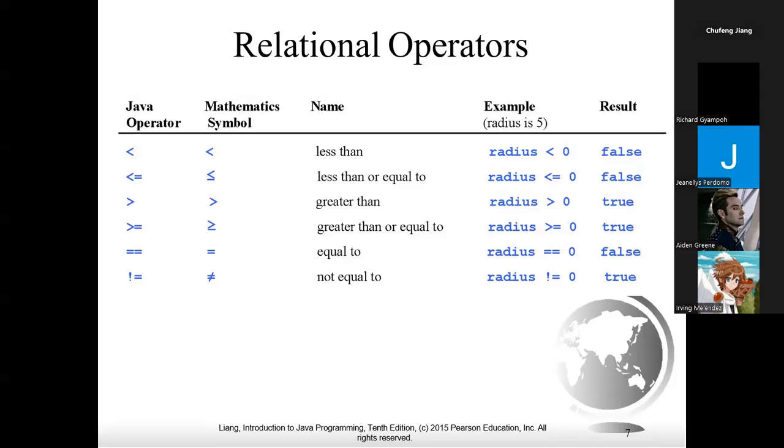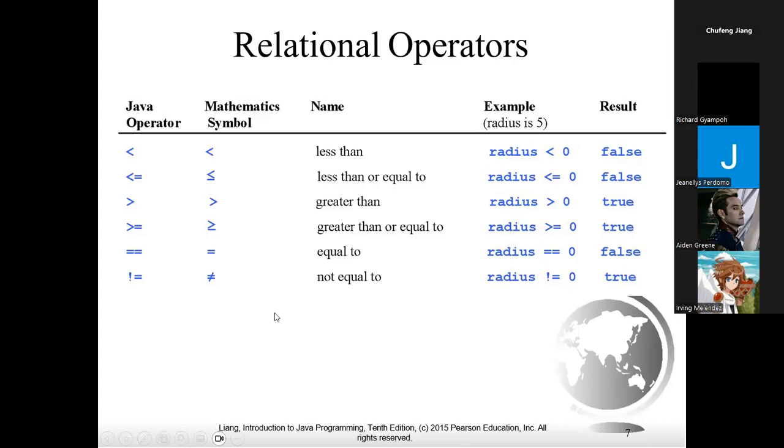However, the double equal symbol, like listed in the 5th line, is the true equal. That means, for example, here the radius is 5, right? If the radius is equal to 0, since radius is 5, 5 is not equal to 0. So the result here is false.